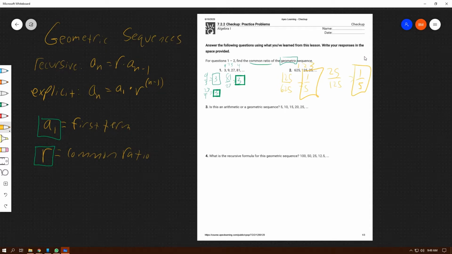Cool. Going to question 3. Is this an arithmetic sequence or a geometric sequence? Remember, arithmetic is when you add or subtract between terms. Geometric is when you're multiplying or dividing between terms. So I have a plus 5, plus 5, plus 5, plus 5. So I'm adding: arithmetic, automatic.